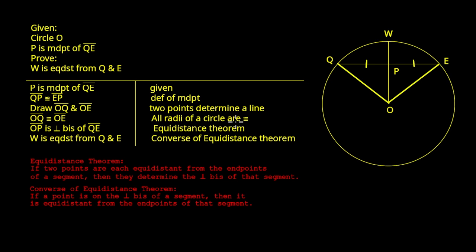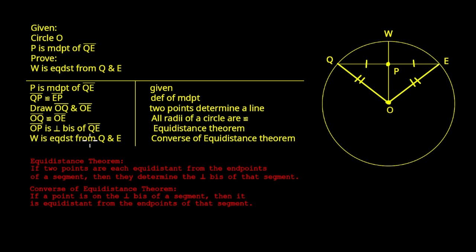All radii of a circle are congruent. So then OQ is congruent to OE. Next, OP is the perpendicular bisector of QE, equidistance theorem. Point O is equidistant from Q and E, and point P is also equidistant from Q and E. Therefore, OP determines the perpendicular bisector of QE.